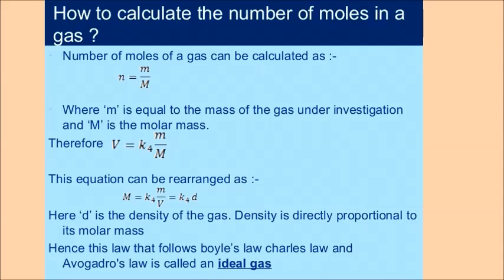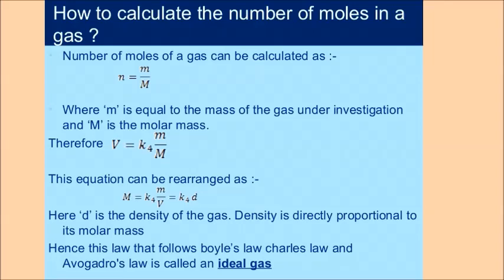Now, if a question asks us to calculate the number of moles in a gas, which formula will we apply? The number of moles is equal to given mass by molecular mass. This we have learnt in class 9th. So here small m is the mass of the gas and capital M is the molar mass or molecular mass. So if we use the same form, V is equal to K4 into n, instead of n, the number of moles, we can use m by M. So the equation changes to V is equal to K4 into m by capital M.